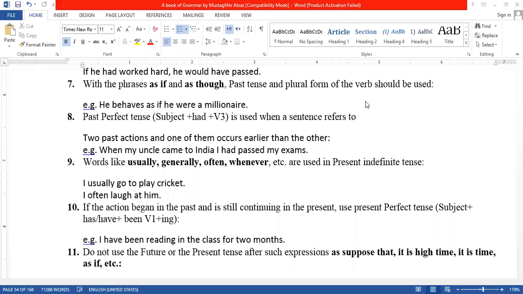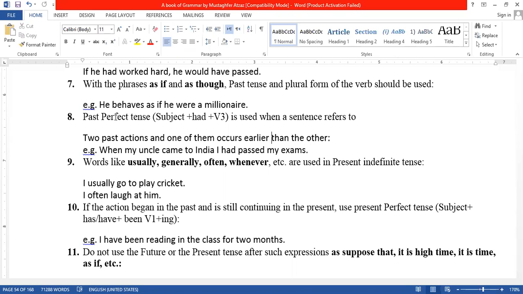Okay. So now let's read rule number eight. This is an important rule, I would say. Past perfect tense, that is, subject plus had plus third form of verb, is used when a sentence refers to two past actions and one of them occurs earlier than the other.